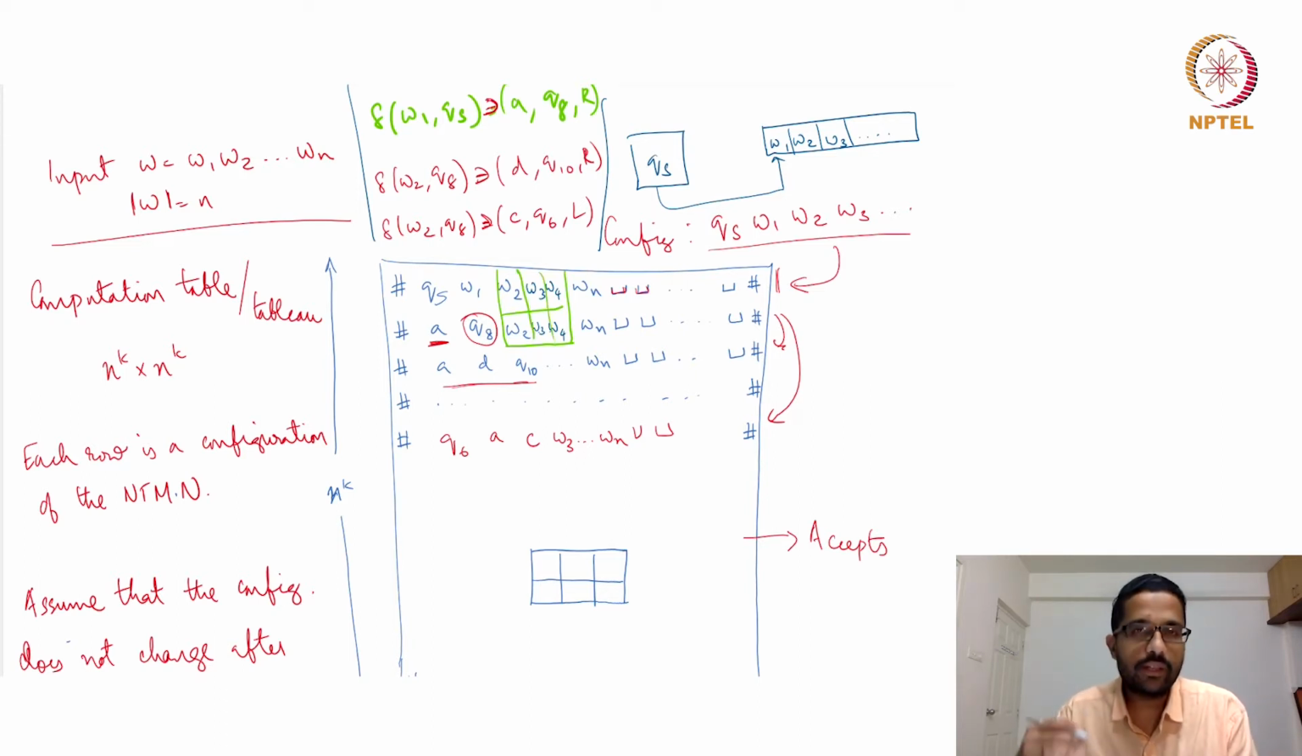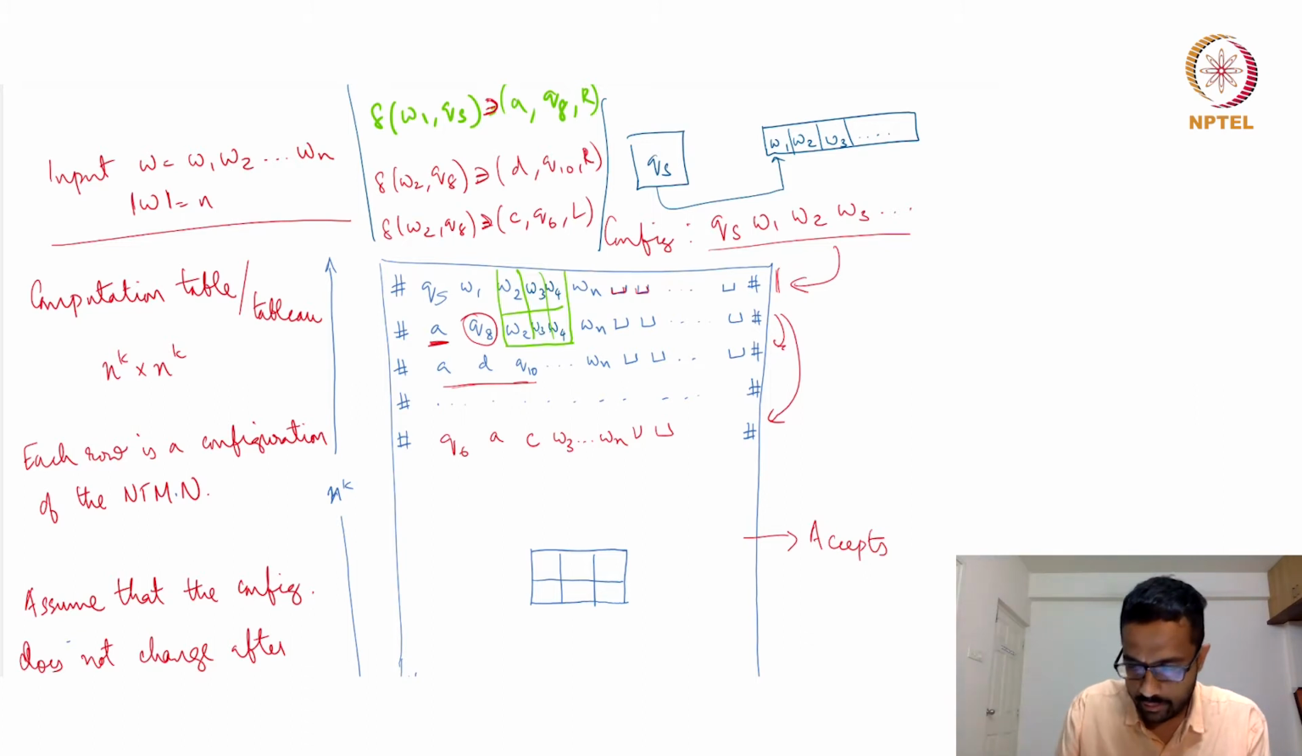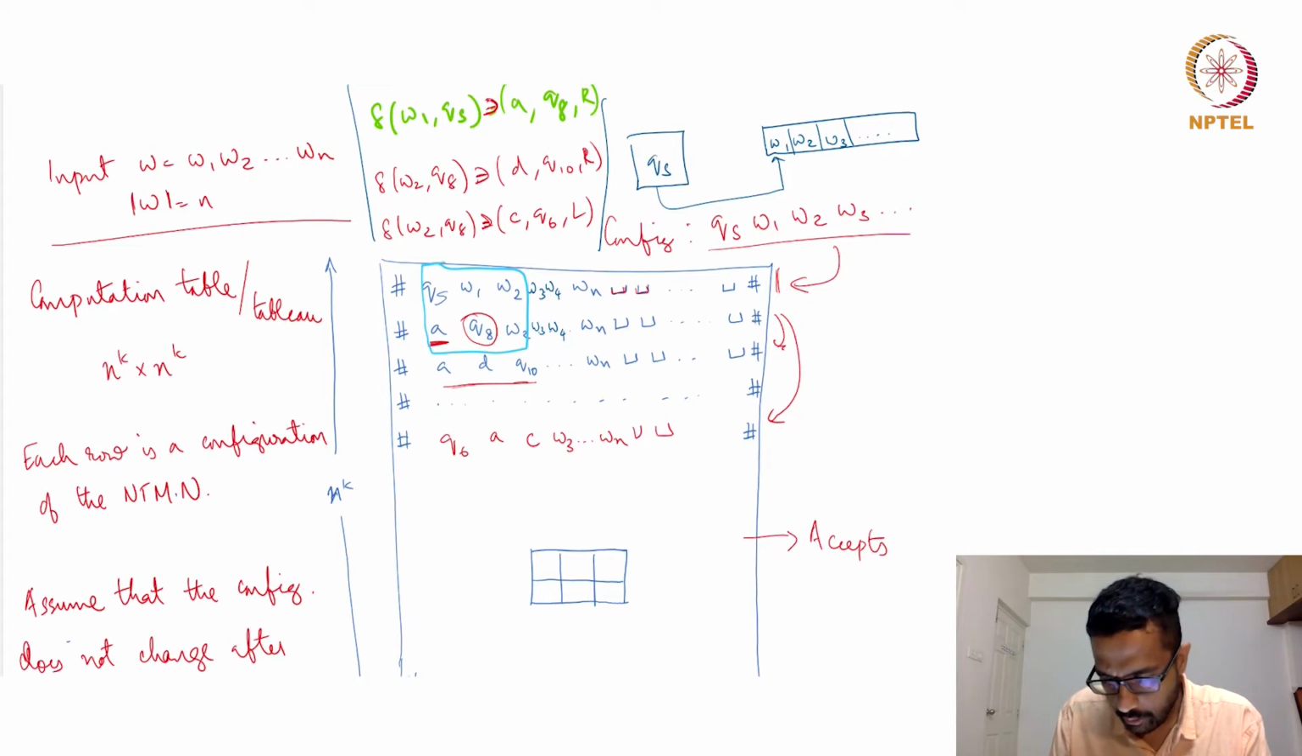So any window that contains the same entry in the top and bottom is a valid window, right? And if you look at, let's say, this one that I'm marking by light blue, here the entries are not the same. In fact, the bottom 3 entries are different from the top 3 entries, but this is also a sequence of a valid computation, right?